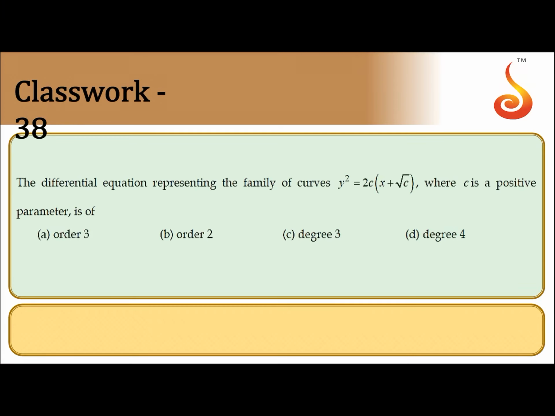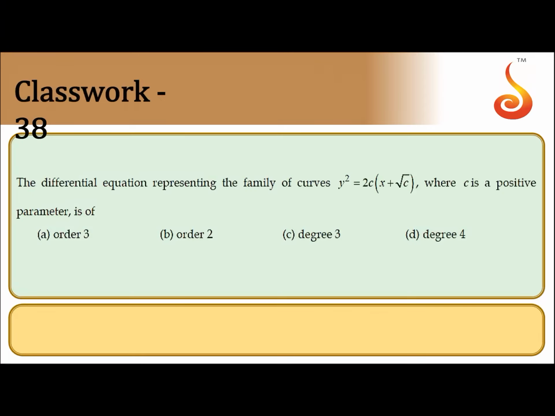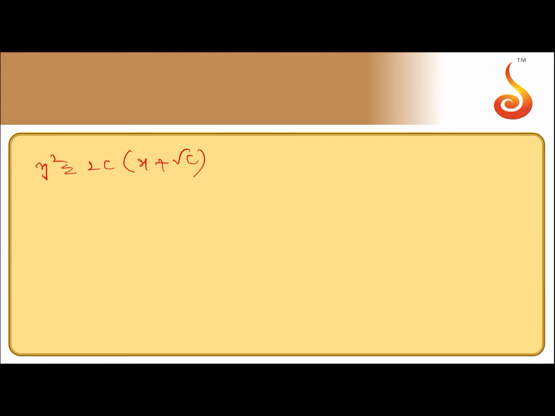Coming to the next one, the differential equation representing the family of the curves y square is equal to 2c multiplied by x plus root c, where c is a positive parameter. You are asked to find the order and degree. Definitely as a single parameter is there, this is supposed to be of order 1, but order 1 is not there. So we need to check the degree. Is it a 3 or 4? So let us verify that one.